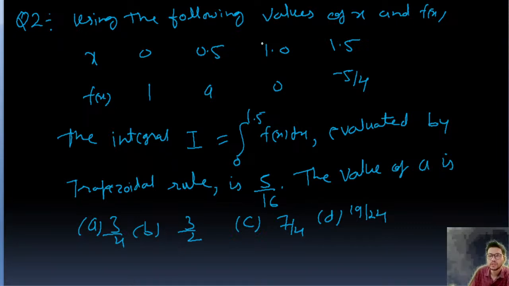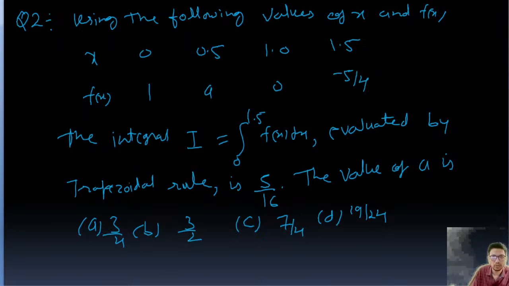The question is, using the following x and f(x) values given, the integral I from 0 to 1.5 of f(x) evaluated by the trapezoidal rule is this. We have evaluated this integration by the trapezoidal rule, and that value is this. We need to find the value of a. Very simple question. I have already explained the trapezoidal rule, Simpson's 1/3 rule and Simpson's 3/8 rule in my mathematical physics lecture, so you can watch that. Okay, so I'm going to solve that.